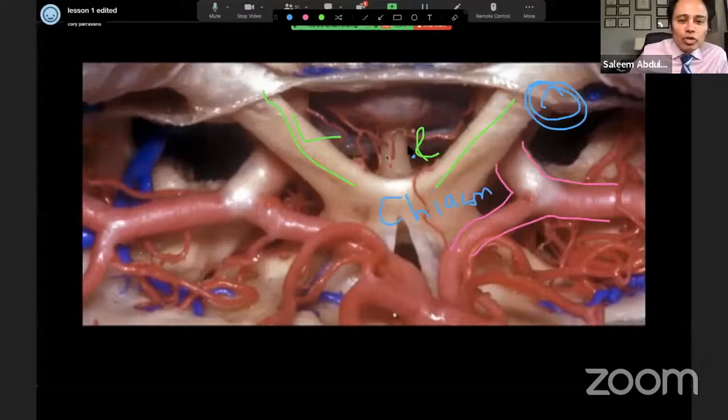Does any of the students who are watching know what this structure right here is? This white structure right here? Any of the students on the live chat? Do you want to give me a guess what this white structure is? Let's see if I can see the chat here.